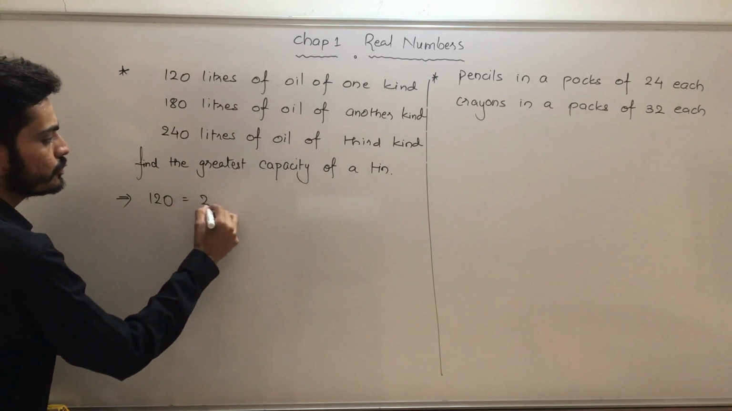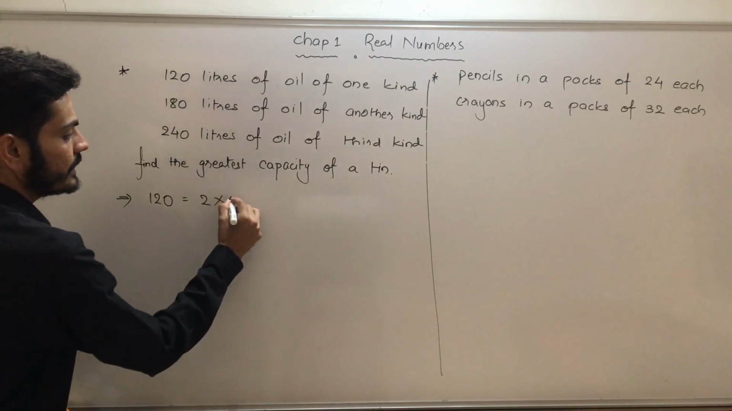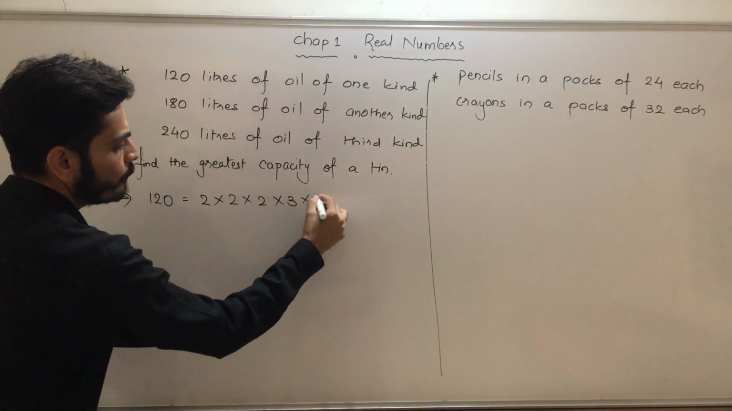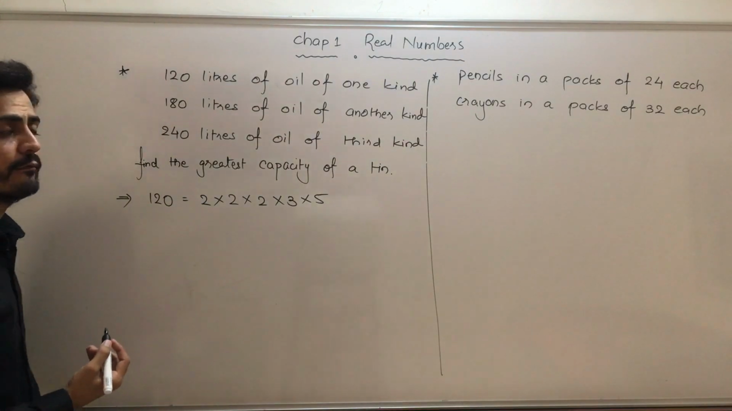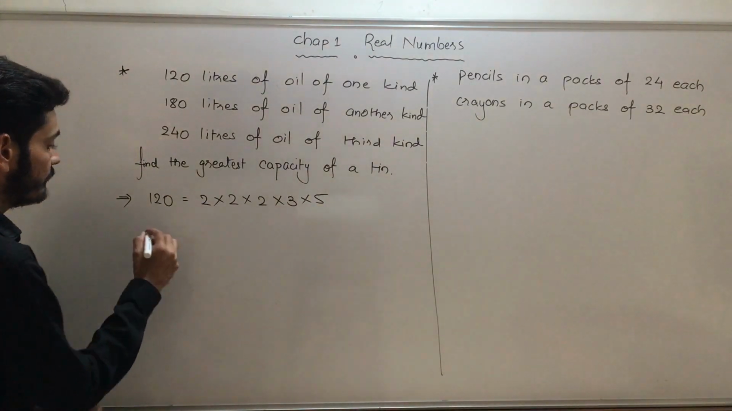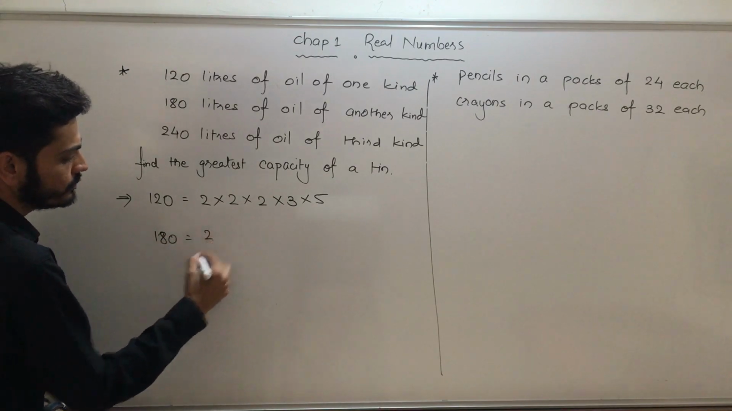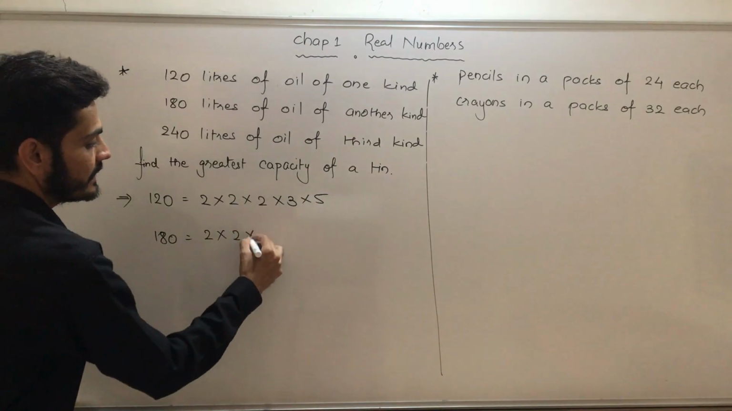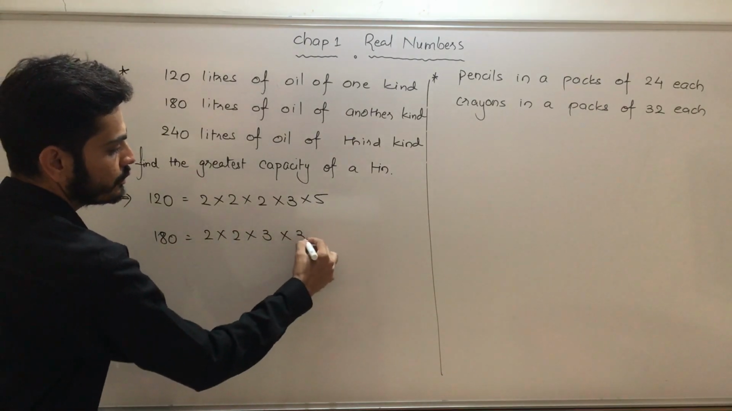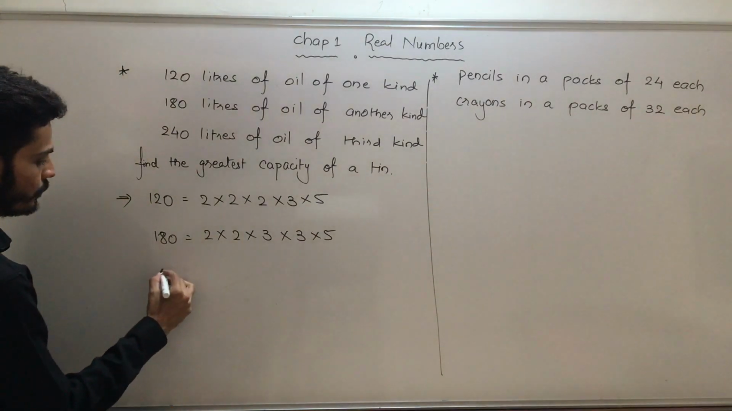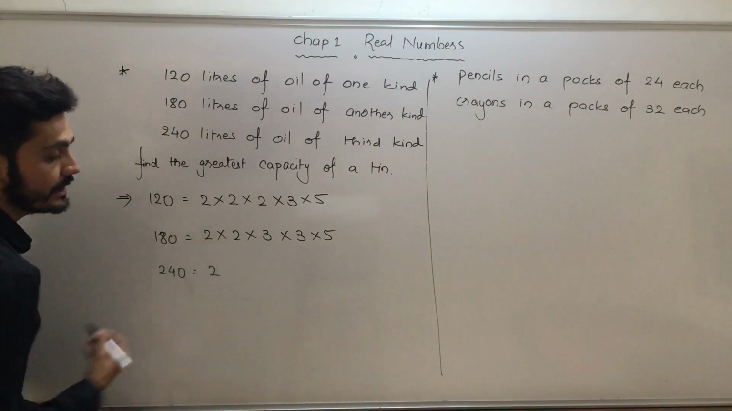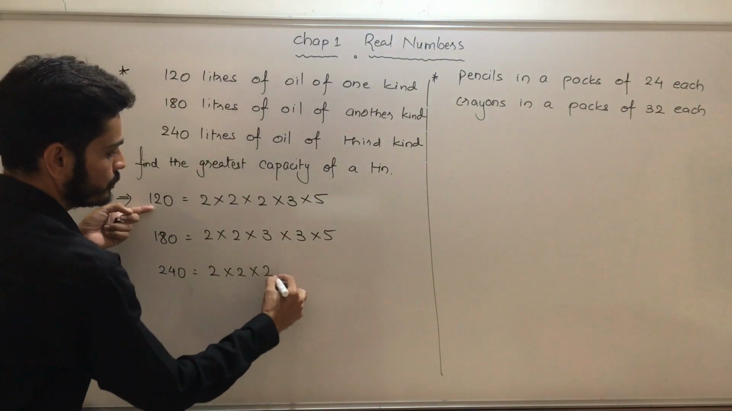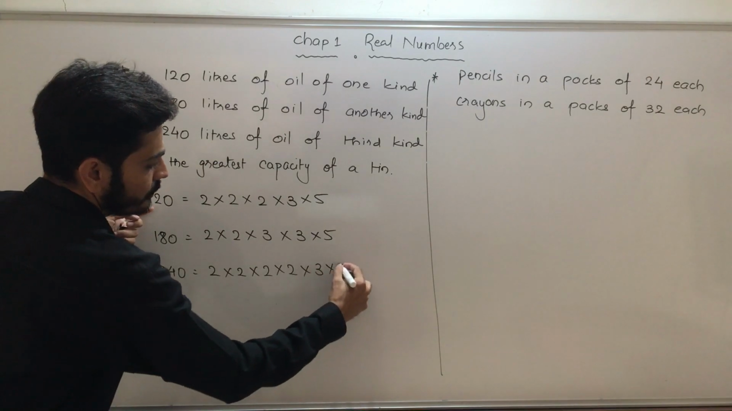So 120 is equal to 2 into 60, then 2 into 30, then 2 into 15, then 3 into 5. One by one, do the factorization of the numbers. Then 180: again start with 2, then 2 into 90, then 2 into 45, then 3 into 15, and 3 into 5. Then 240 is equal to 2 into 120, then directly the factorization of 120: 2 into 2 into 2 into 3 into 5.